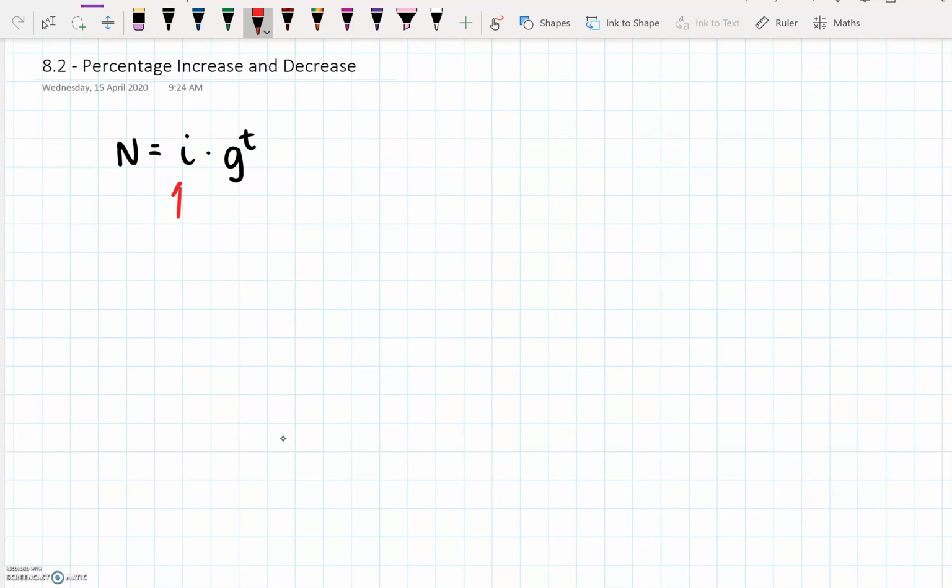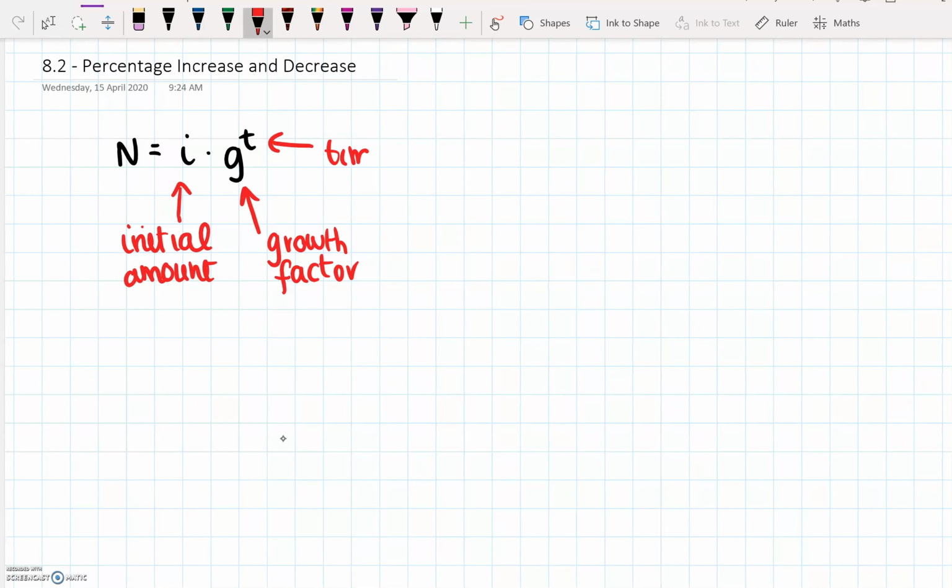And we've said before that I means the initial amount. Okay, g means the growth factor. And t means time. Okay, now when we're looking at percentage increase and decrease, we are going to be taking a closer look at the growth factor g, because that's what we're changing by. So with percentage increase and decrease, that means we're looking at what that growth factor is.